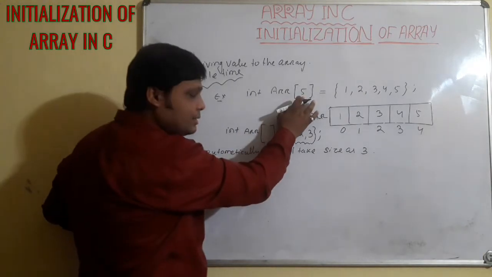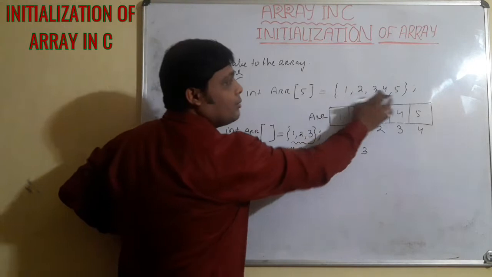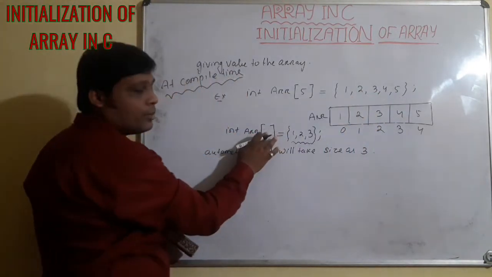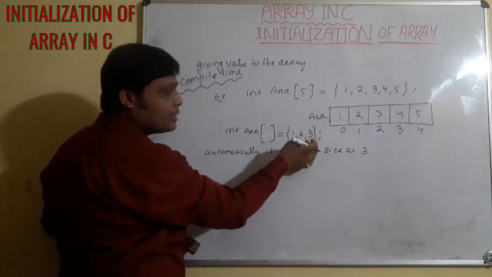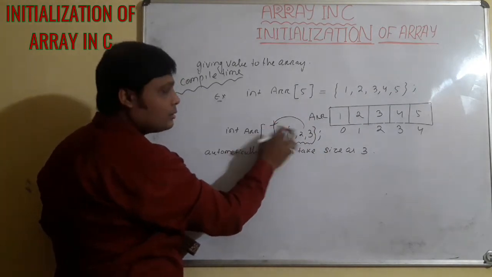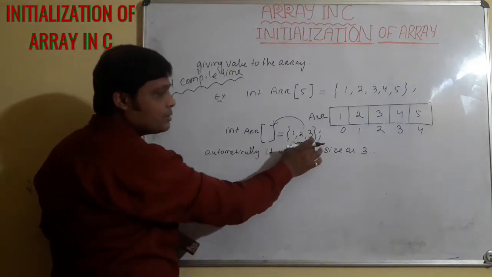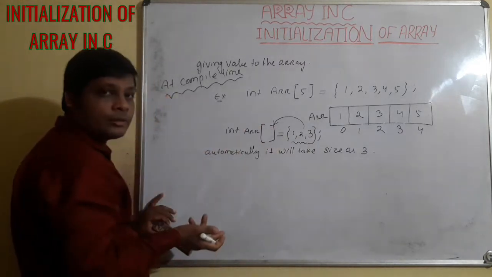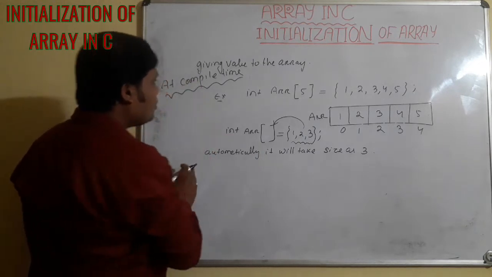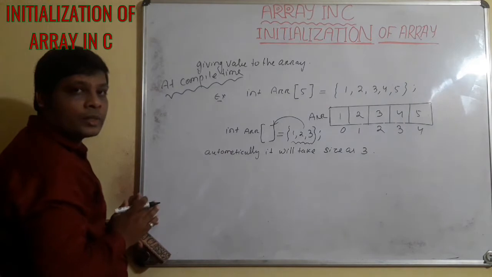Clear? This is one way, this is the second way. Here I have mentioned size, here I have not mentioned size. Here I am giving the size and giving 5 elements. Here I have not mentioned any size, I am only giving elements. The size will automatically be the number of elements I have given here. Here the number of elements is 3, so the size will automatically be 3. Clear? This is how we can initialize one array at compile time.